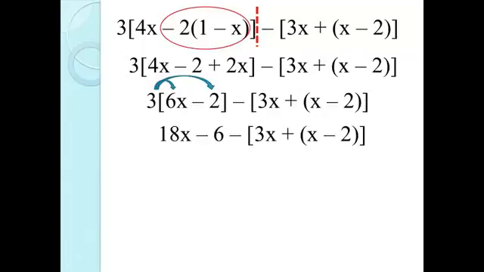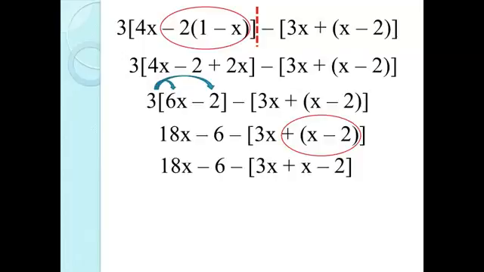Our rewritten problem now only has one set of brackets on the right-hand side. We will start by dealing with the parentheses inside the brackets. Notice we are not distributing the 3x, rather we are distributing the addition sign, which some students prefer to write as distributing a positive 1. 1 times x is x, and 1 times negative 2 is negative 2. Now looking inside the brackets, we can combine like terms. 3x plus 1x is 4x.